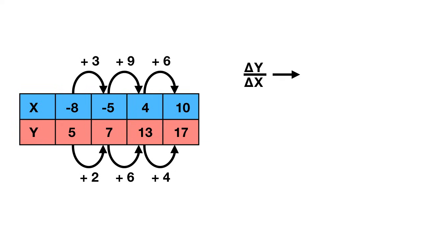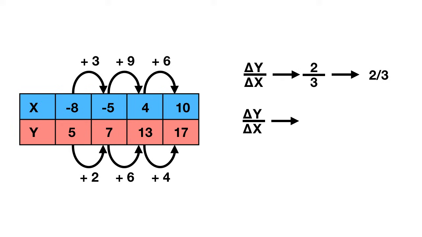We'll start by looking at this first jump, where our y goes up by 2. Then, we'll look for the matching jump on the x, where we go up by 3. Now we could calculate the slope of that one piece as 2 over 3, or just 2/3. Then we can try again with our next jump.